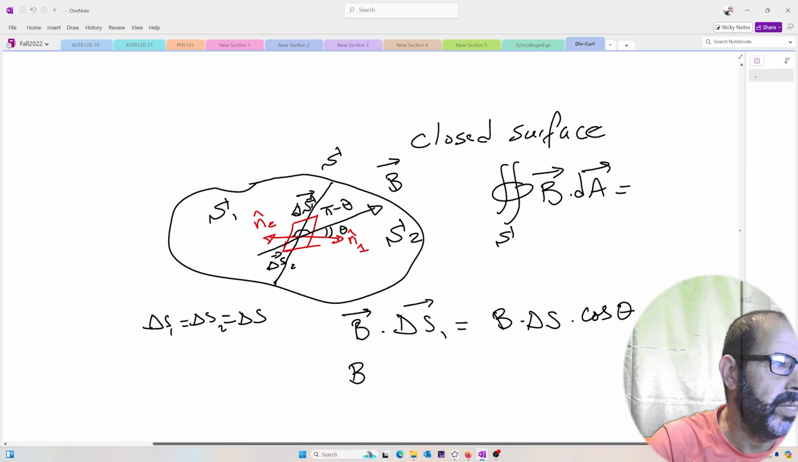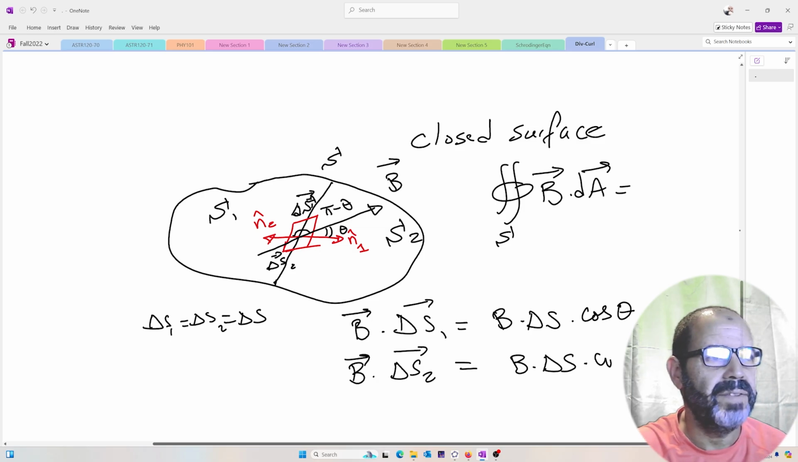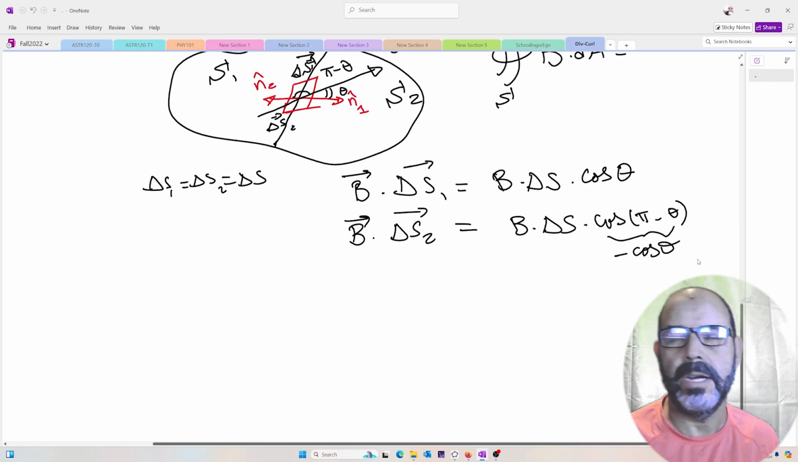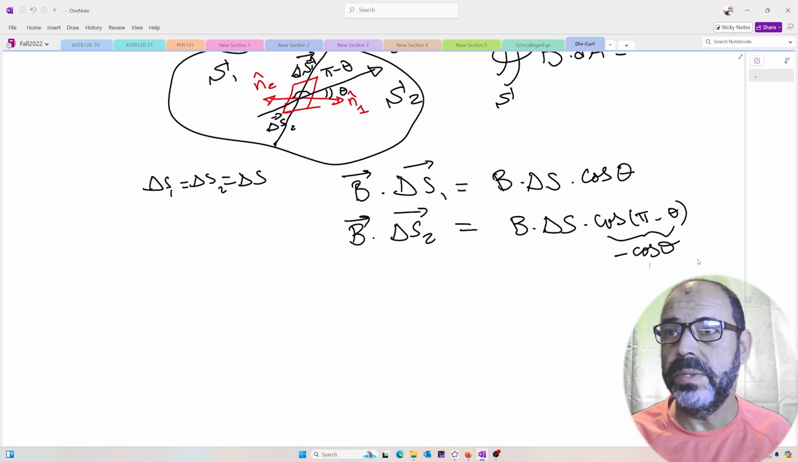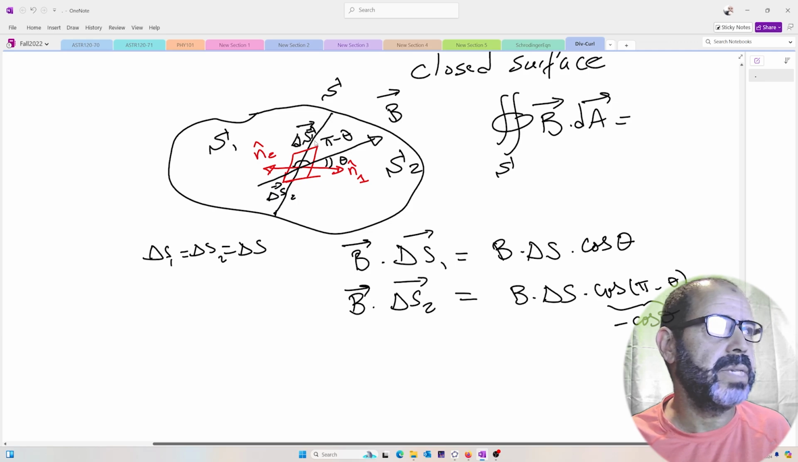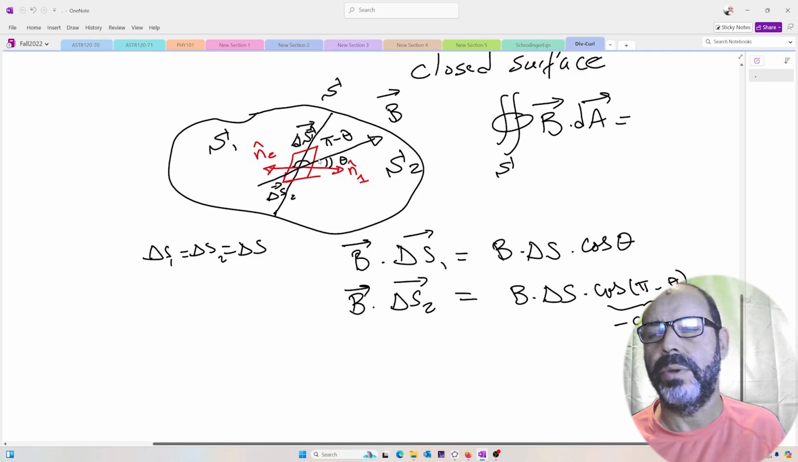Whereas for the second area delta S2, it's going to be the same b times the same delta S, the same size of areas, times cosine of 180 degrees minus theta. Well, this is negative cosine theta. That's a trig identity. We know that. So the two quantities are the same numerically, but one of them is opposite in sign to the other. So if we add these side by side, the contribution from S1 where we made the cut and the contribution from S2 where we made the cut cancel one another.